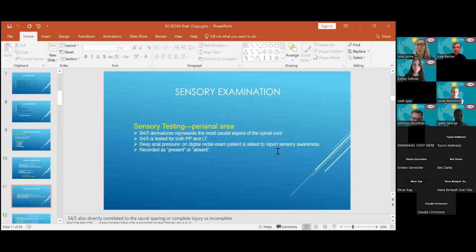That sort of drives the conclusion whether injury is complete versus incomplete. And we do test both pinprick and light touch in that area as well as that final digital rectal exam to finally confirm whether it's present or absent in terms of that pressure.